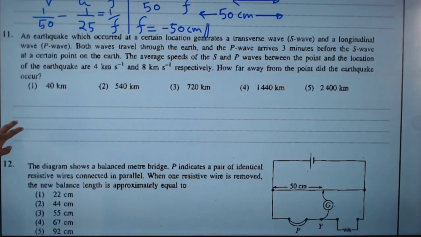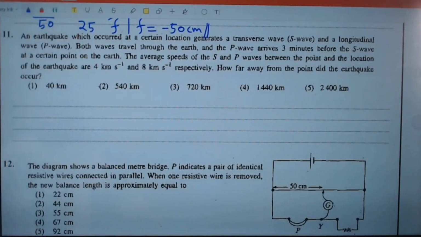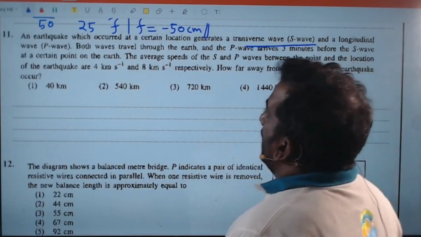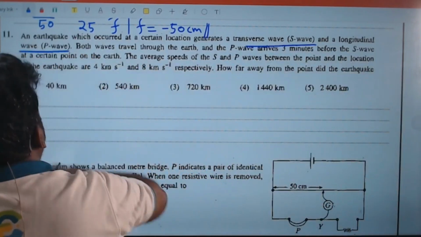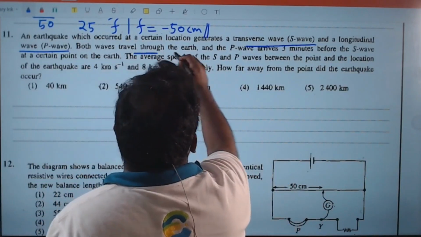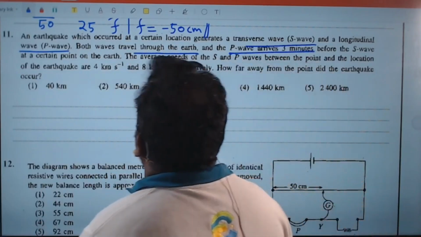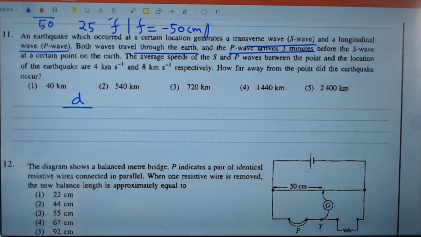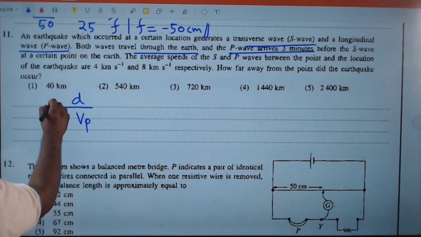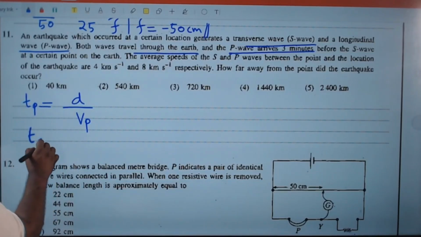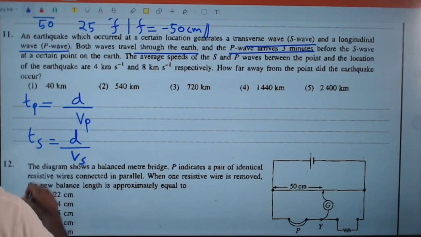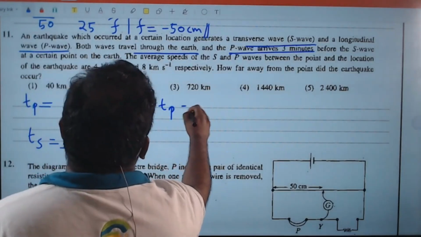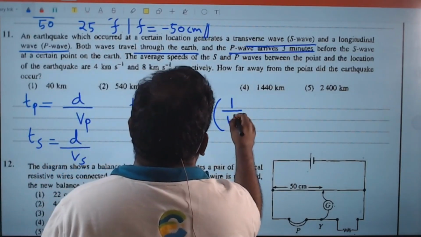Next one. An earthquake which occurs at a certain location generates S waves and a longitudinal P wave. Both waves travel through the earth and P waves arrive 3 minutes before S waves. Primary waves are much faster. So time is distance divided by speed. Primary waves are faster, so time taken by primary is less. The speed of secondary is smaller, time is more. So Ts minus Tp is d times 1 over Vs minus 1 over Vp.